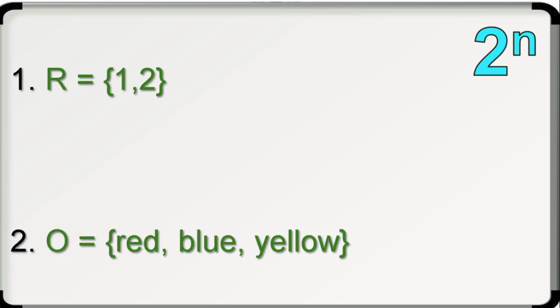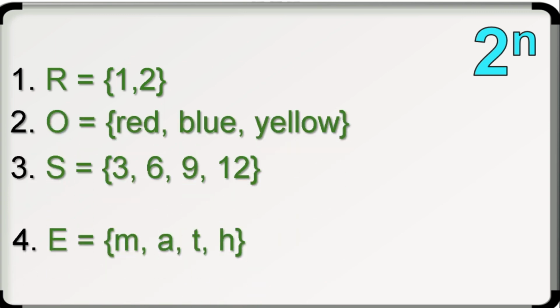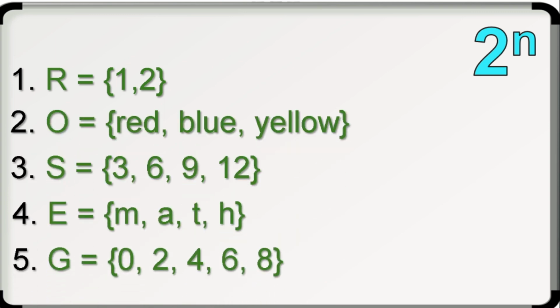Going back again with our previous examples, we can now compute the number of their subsets by just using the formula 2 raised to n, where n is the number of elements given in a set. For number 1, set R has 2 elements. Using the formula, that would be 2 raised to 2, which is equal to 4.